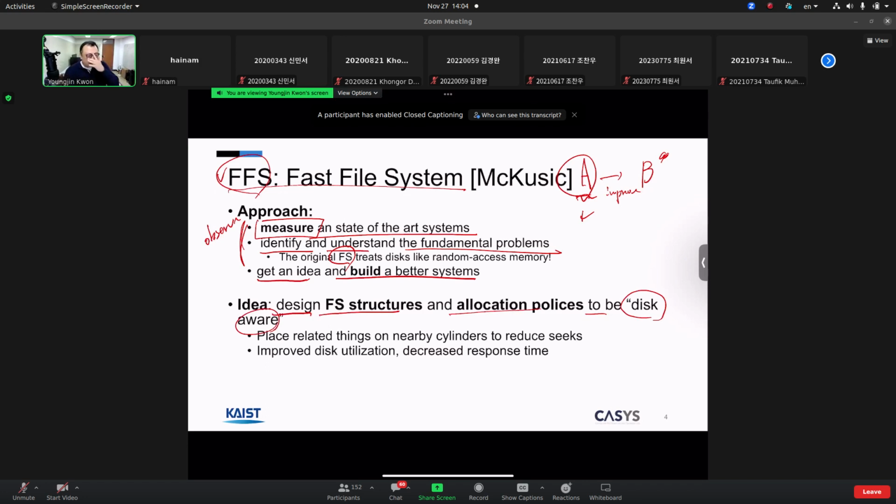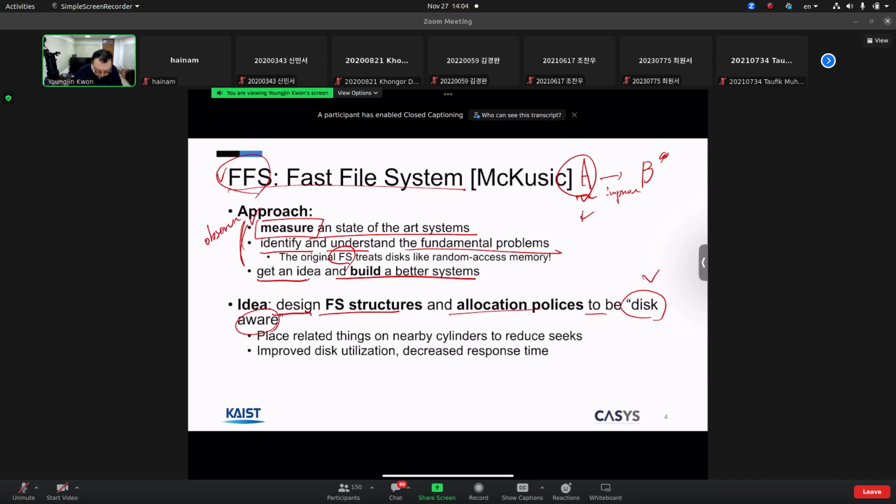Some file system is implemented to support POSIX APIs, but to provide maximum speed, the file system has to understand some semantics of the disk for locality. So that's the key idea. I think these inefficiencies come from disk unawareness.